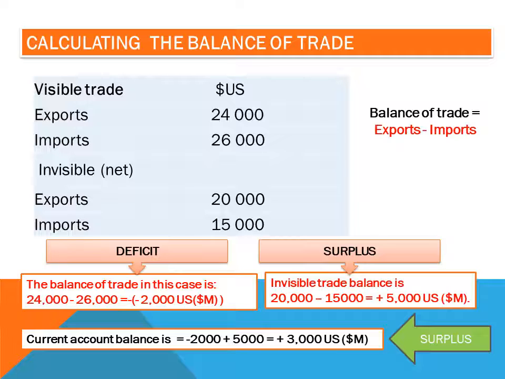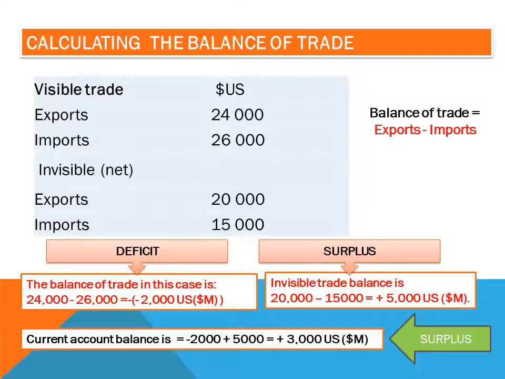Then we have the invisible trade balance, which is basically the same formula: your exports minus your imports. In this case, we see that we had $20,000 exports, so way more than the imports. So that gives us a positive or favorable balance of 5,000 million, right? So that is how those two are done. So we have a deficit balance of trade, but a surplus invisible trade balance.